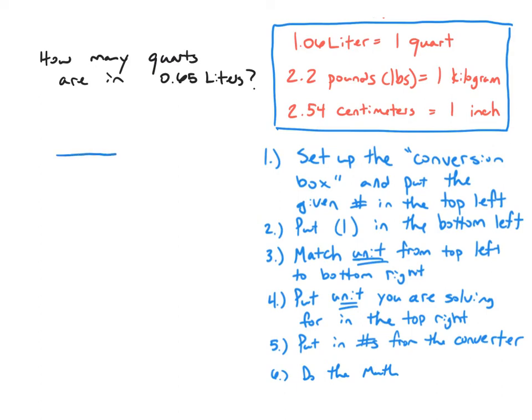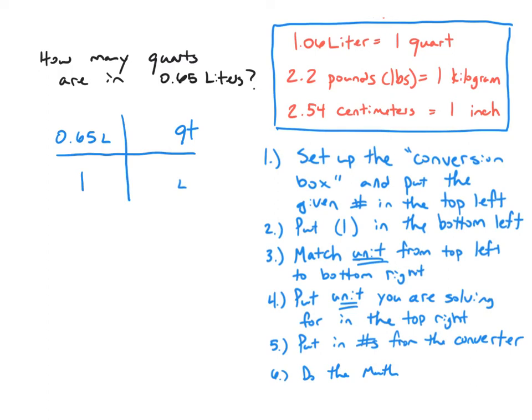So I set up my conversion box with the 4 parts, and I put the given in the top left, which is 0.65 L for liters. Step 2, put a 1 in the bottom left-hand corner. Now I'm going to match units from the top left to the bottom right, just like that. I'm going to take the liters from the top left and match liters to the bottom right. And step 4 says put the unit you're solving for in the top right. Now I'm solving for quarts, so I'm going to put QT for quarts in the top right.